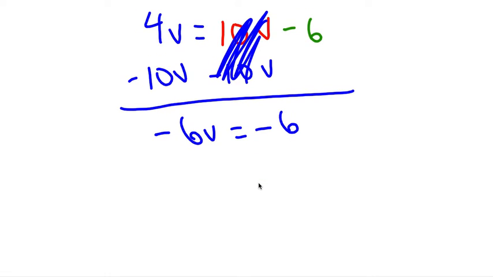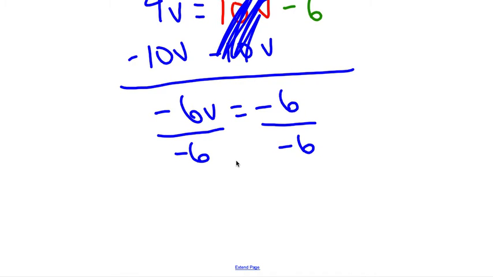And my last step, I will get v by itself by dividing both sides by this number out front here, which is negative 6. Divide by negative 6. v equals 1. Final answer. Negative 6 divided by negative 6 is 1.